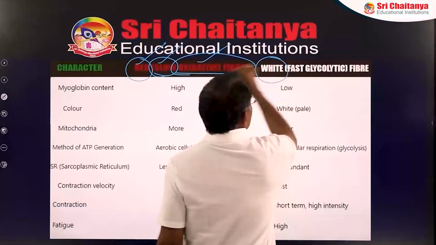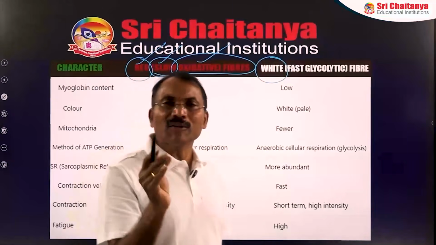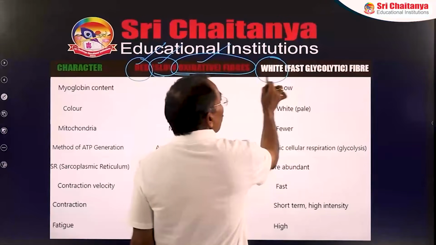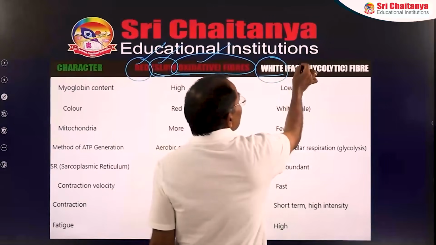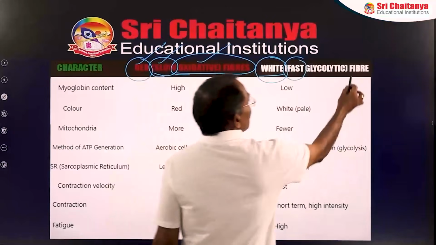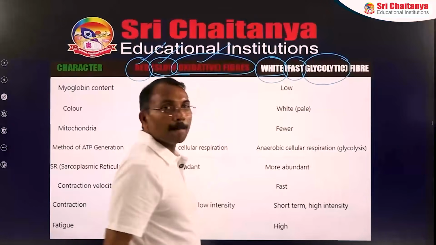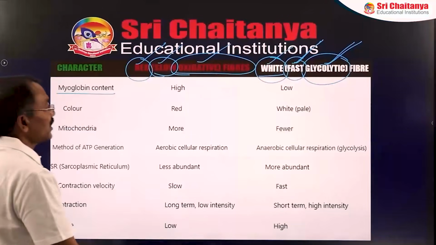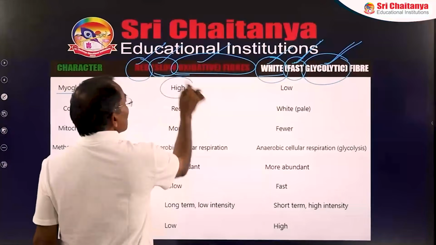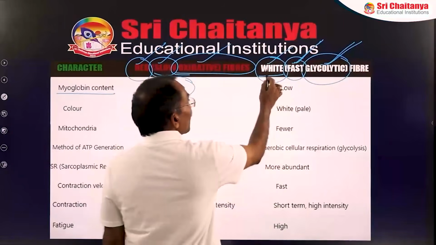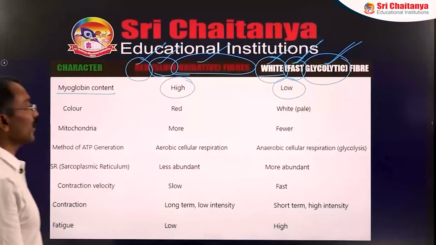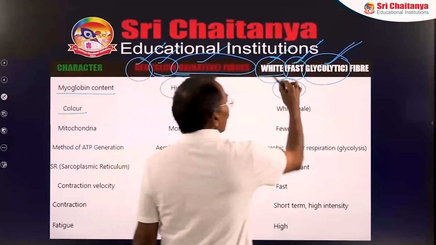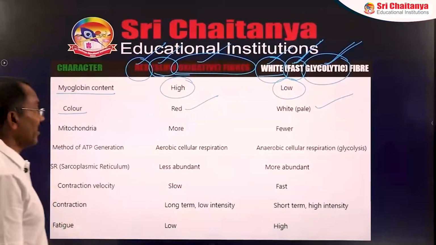White muscle fibers contain relatively less myoglobin. So these are white or pale, and these are fast contracting muscle fibers. These are described as glycolytic muscle fibers. When we consider myoglobin content, as we just discussed, the red muscle fibers contain more myoglobin, whereas white muscle fibers contain less myoglobin. What about the color of red muscle fibers? These are red, and white muscle fibers are white or pale.